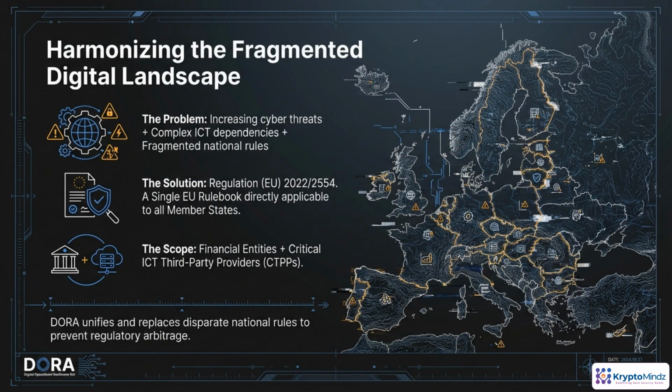Before DORA, each EU country had its own ICT and cyber risk rules for financial services. At the same time, cyber attacks grew more sophisticated, and firms became heavily dependent on shared technologies and cross-border service providers. That mix created gaps, overlaps, and opportunities for regulatory arbitrage. DORA changes this by creating a single, directly applicable EU rulebook for digital operational resilience, covering both financial entities and their critical ICT third-party providers.